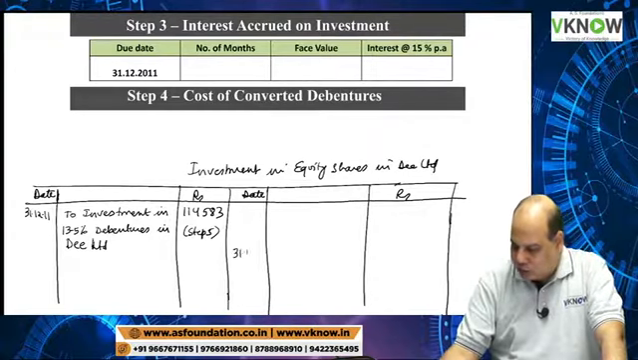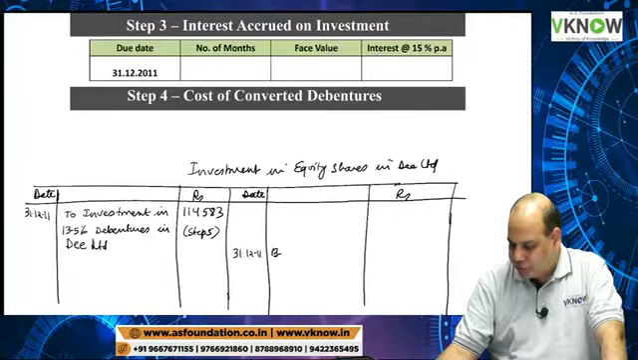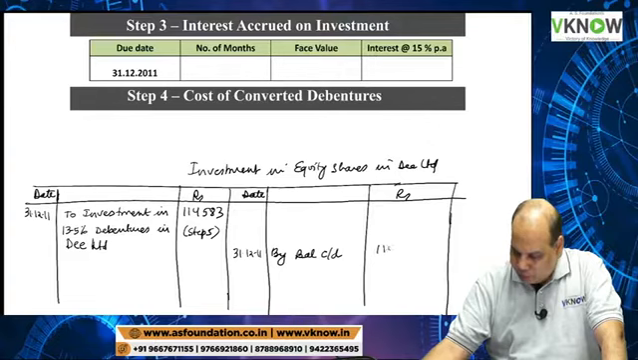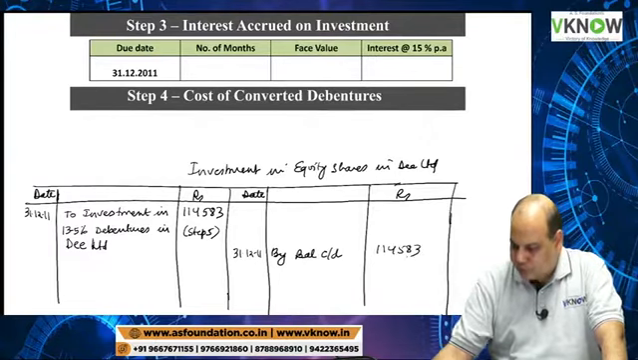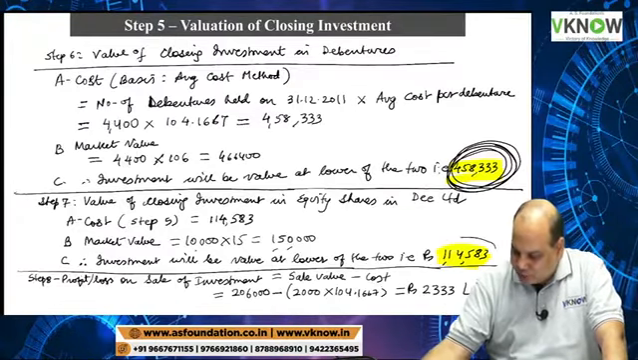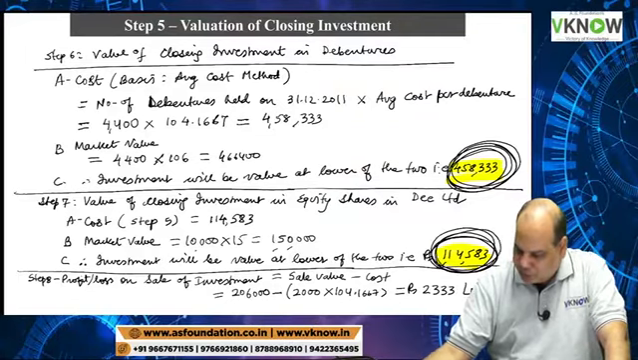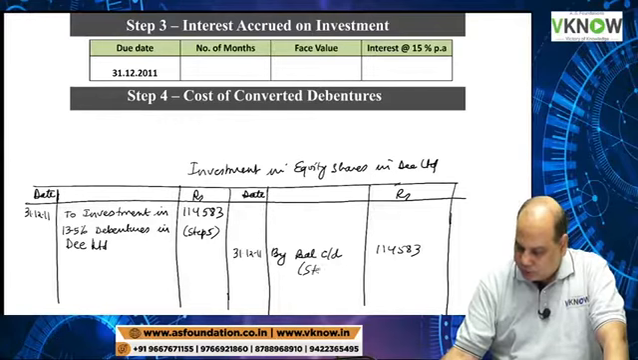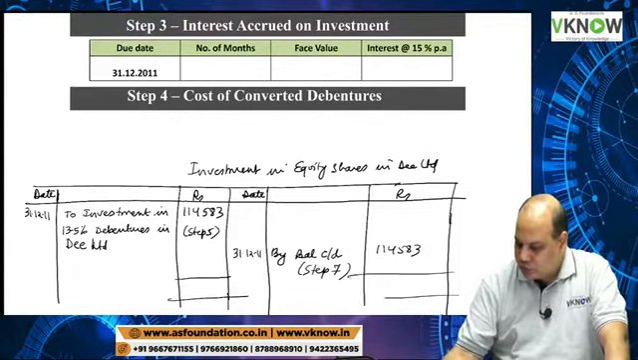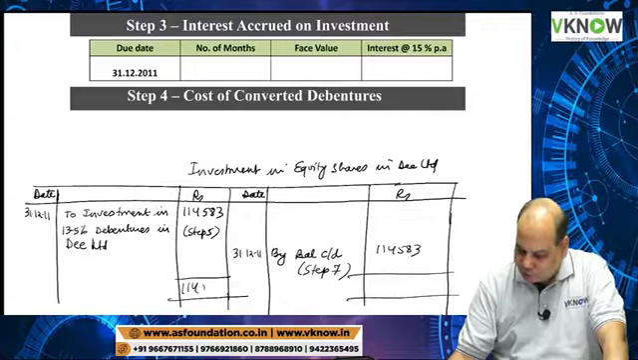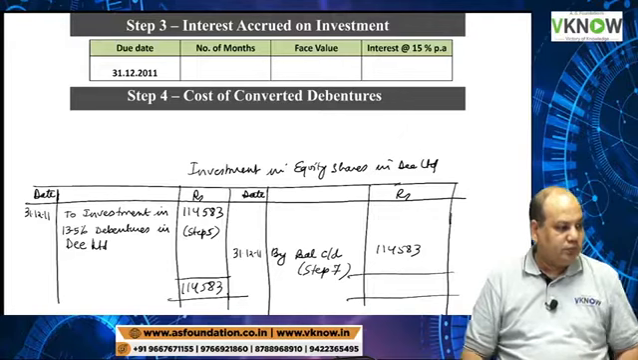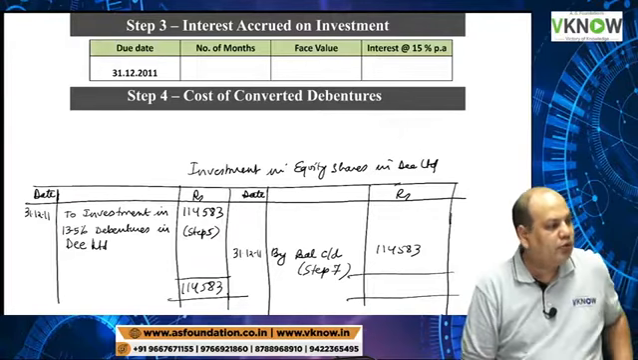And then 31 12 11, by balance carried down 114,583. You will see on the screen step number 7. We have decided to value investment in equity shares at lower of cost or market value. Take total of both sides and tally.